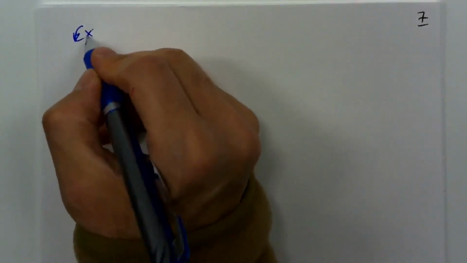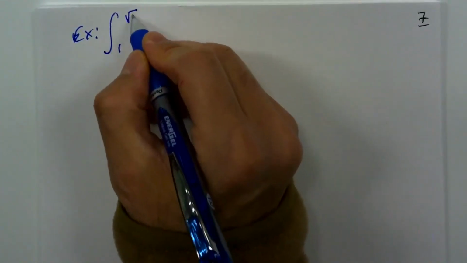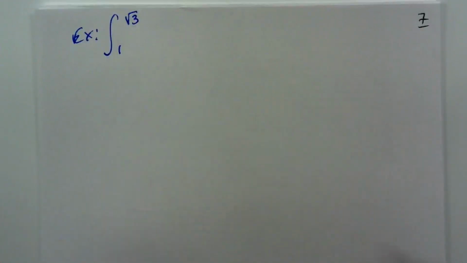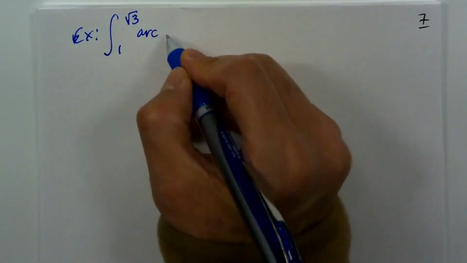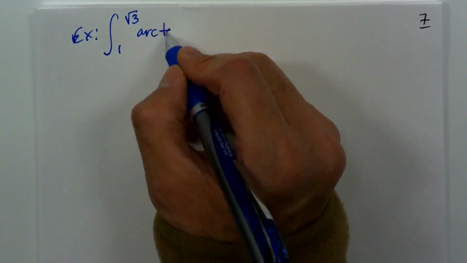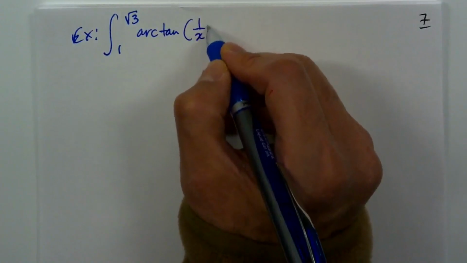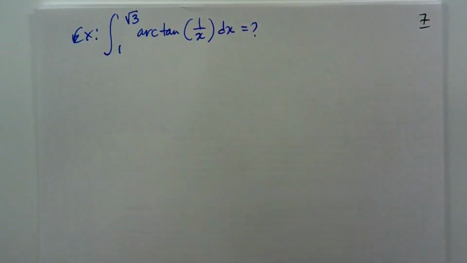So for the next example, this page was 6, so this has to be 7. We want to go over this example. This involves an arctangent. It's good to see one of these inverse trigonometric functions in this process. So we want to calculate the definite integral from 1 to square root of 3 of arctangent, by the way, inverse tangent, of 1 over x dx, right? So this is the question that we have.